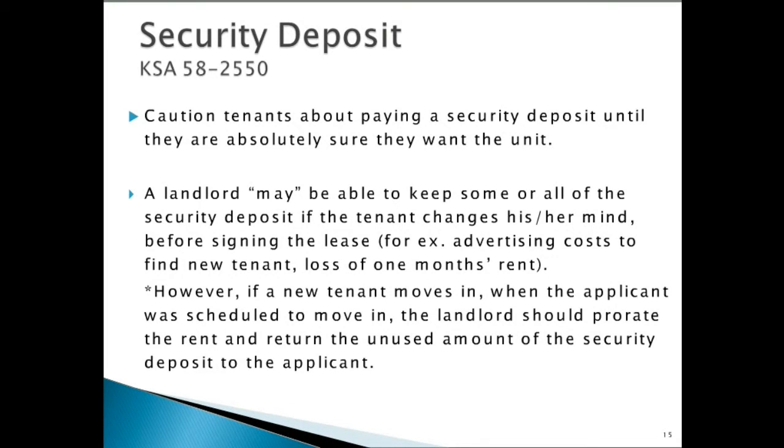However, if a new tenant moves in when the applicant was scheduled to move in, the landlord should prorate the rent and return the unused amount of the security deposit to the applicant. If the landlord is not out any money, he should return the full security deposit to the applicant.